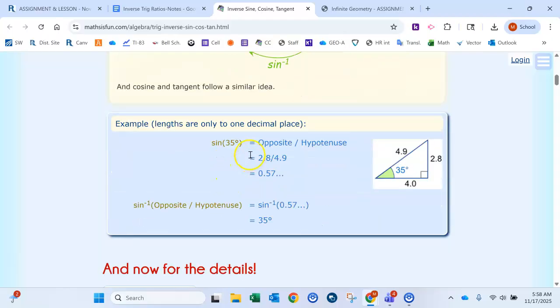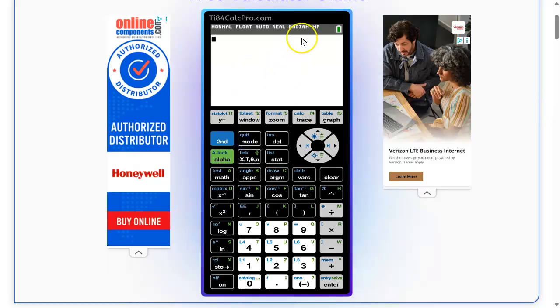So if you want, you can review this. You can say, I know that sine 35, if you take your calculator and put this in your calculator. But remember, before we do, we have to check this. If this says radian, we need to turn it to degrees. Do you remember how to do that?